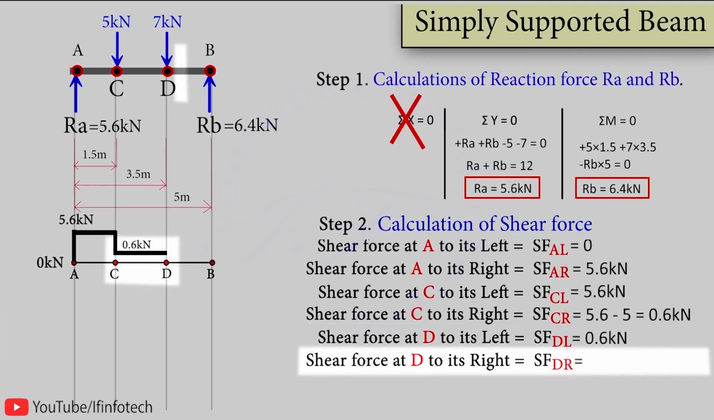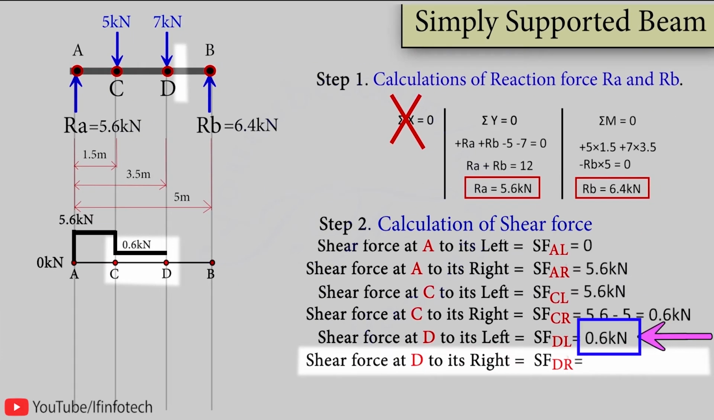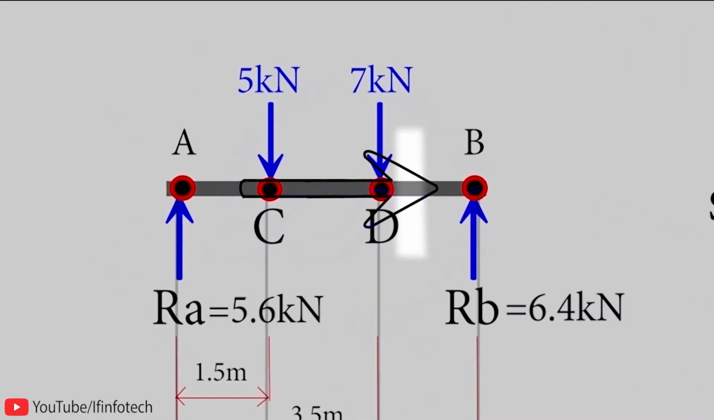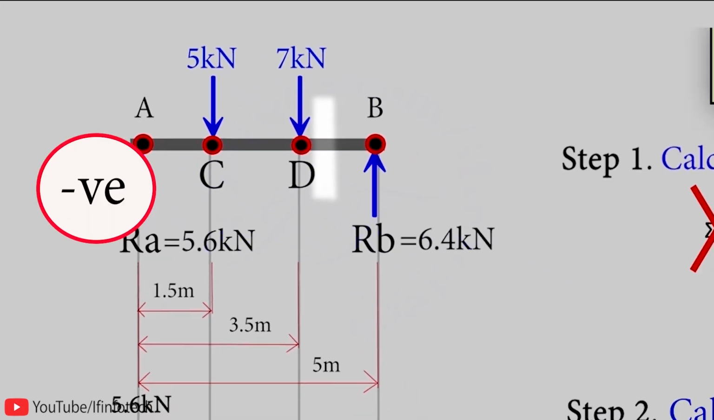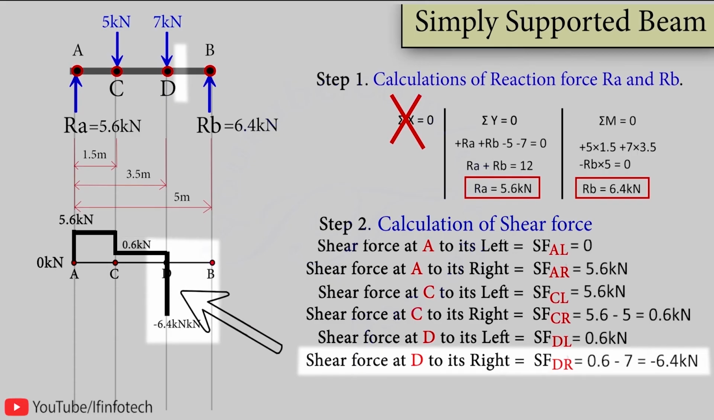Now I am taking section to the right of point D, that is SF at point D to the right. Here I carry forward the previous value of shear force up to point D to its left side, which is 0.6 kN, and when we move towards the right of point D, then there is a 7 kN downward force, which is negative. So this will be plus 0.6 minus 7, and it gives me the value of shear force as minus 6.4 kN. Therefore SF at D to the right is equal to minus 6.4 kN. And in this case, the value of shear force at point D to the right is negative. Therefore I make a vertical line of minus 6.4 kN to the point which is below the reference line, because shear force value is negative.